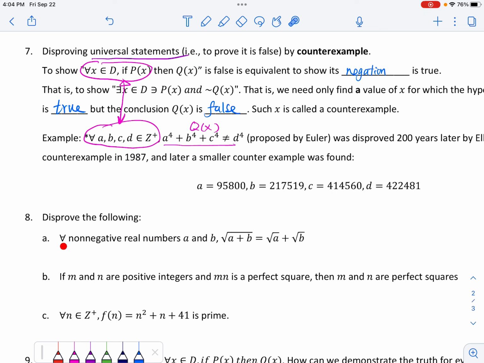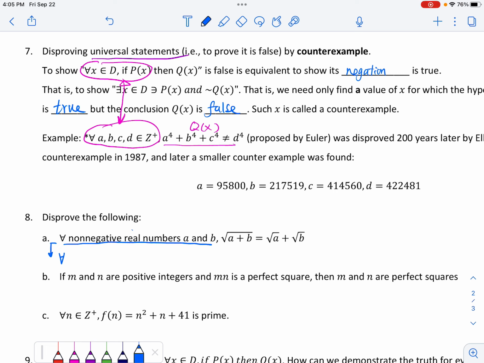So basically, we are trying to find non-negative real numbers a and b so that this is false, right? Then that counts as a counterexample. Or you could certainly rewrite this into universal conditional statements. And how do you do that? You just break this into two pieces.